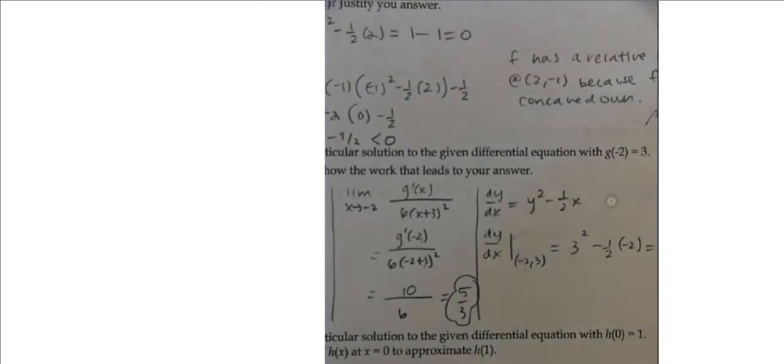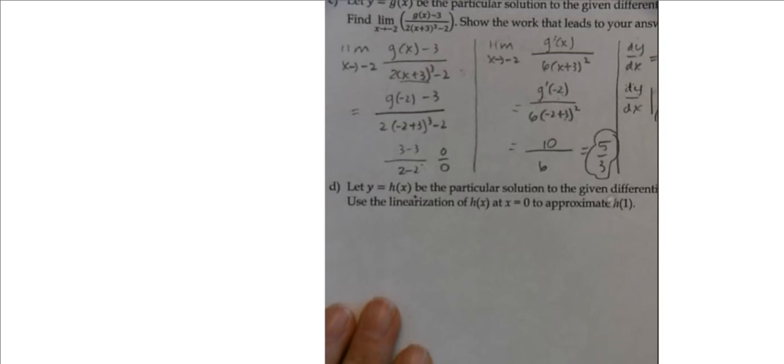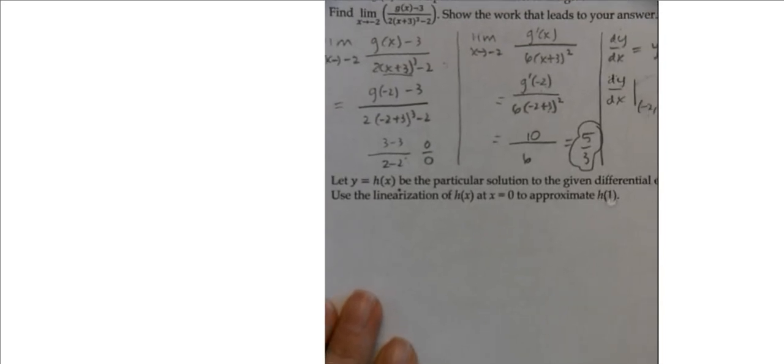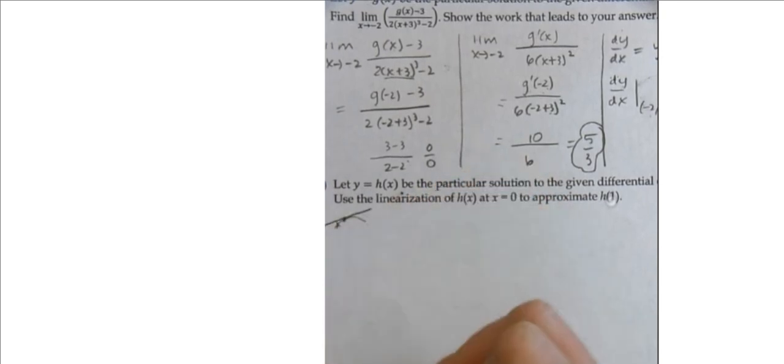Okay, last one. So y is now h. So y is h, the particular solution to the diff EQ when h of 0 is 1. Use linearization. What we're doing is, remember, this is just a review for you: if I want this value, but I don't have access to the function to get this point, but I do have this point, and I do have access to the tangent line, what we would do is plug this x value in to approximate what this value is. That's what this is talking about, linearization, tangent line.